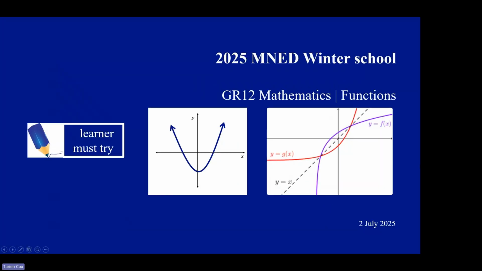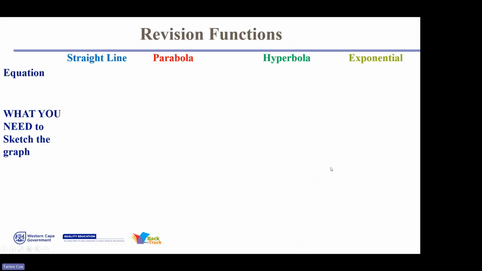Right. As I said, grade 12s, we are doing functions. We are going to quickly look at a little bit of revision of functions. So we have four main functions, which is the straight line, the parabola, hyperbola, and the exponential. Each one of those functions have the standard form of equations. At the straight line, that is y is equal to mx plus c. But at the parabola, we've got the standard form, the turning point form, as well as the x-intercept form.